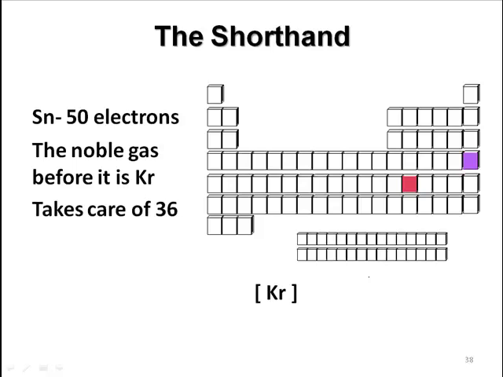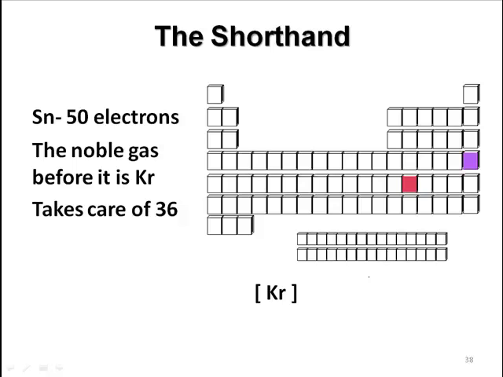So we write this in a bracket. Kr is the previous noble gas. Here's Sn. Kr, the previous noble gas, takes care of 36 electrons. So the bracket says this is the electron configuration of Kr. Everything that I didn't write is there. It's a shorthand, so this says it's the same electron configuration as Kr up to that point.